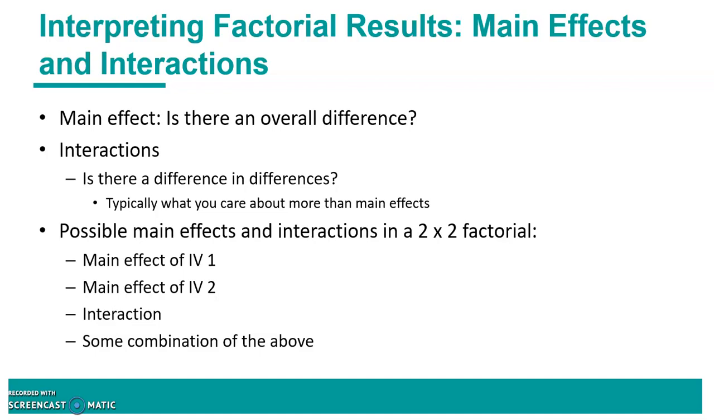So you can have statistically significant main effects in a study. You could have just one of them that's significant, both that are significant. You could have both main effects significant and the interaction is not. You could have only the interaction is significant when the main effects are not. You could have any combination of the above, basically. Or they could all not be significant.